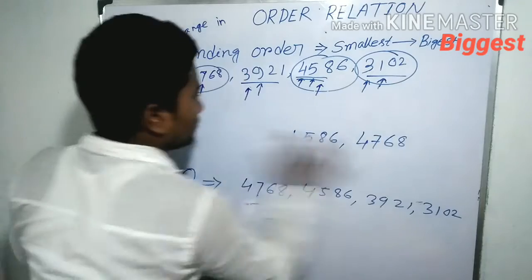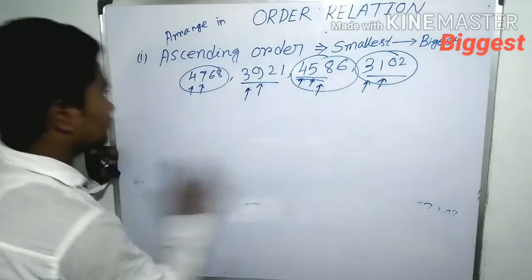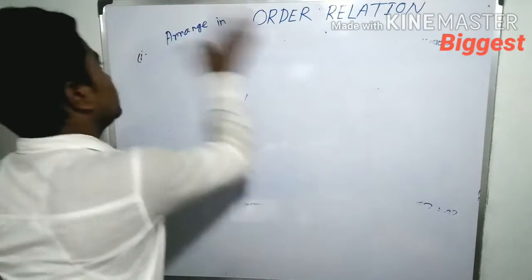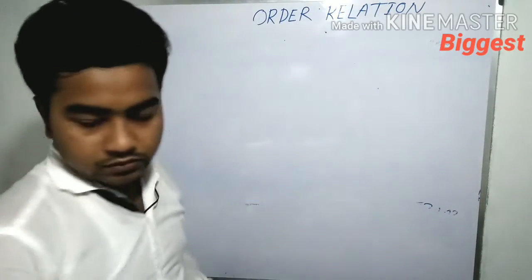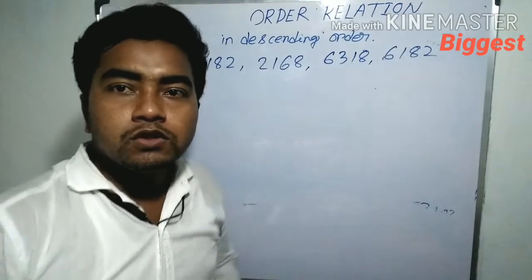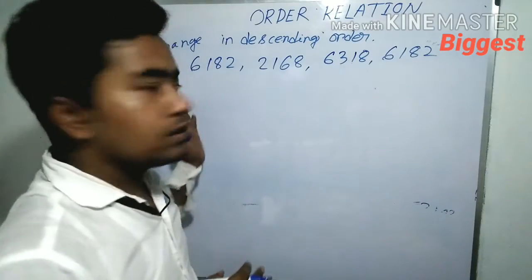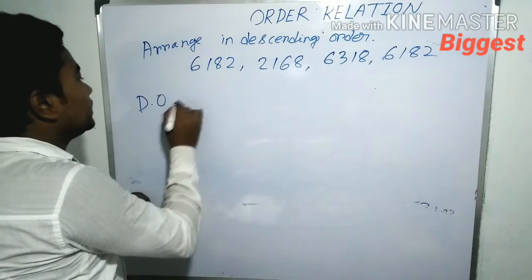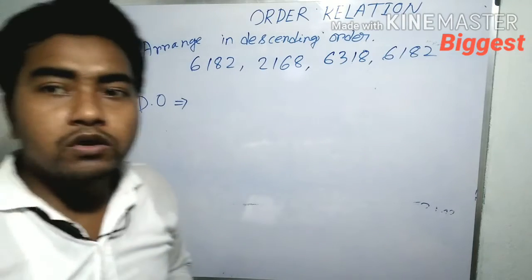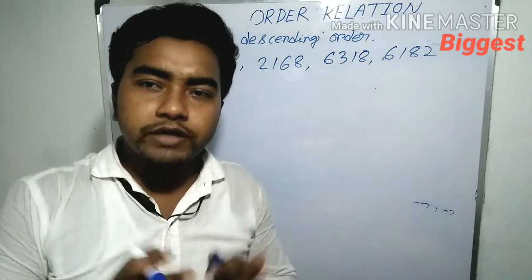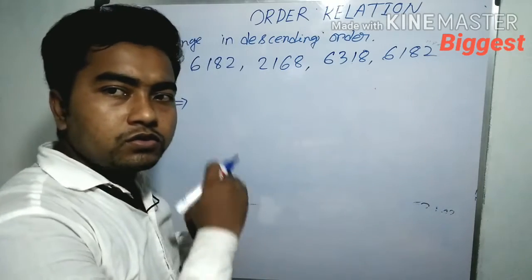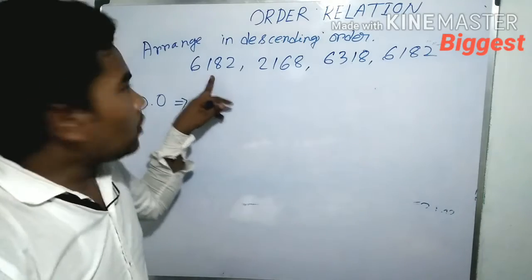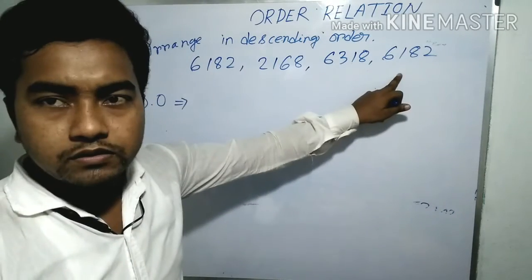Now we will solve another descending order problem. Arrange these numbers in descending order. Descending order means first we have to find the greatest number, greatest to smallest. First look here, all numbers are 4-digit numbers.